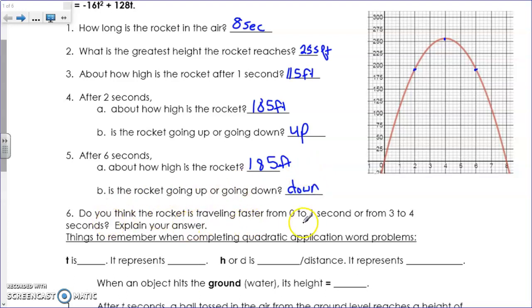Okay, do you think the rocket is traveling faster from 0 to 1 or 3 to 4? Okay, now from 0 to 1 would be our answer, because you have speed here and you're slowing down to make that turn.